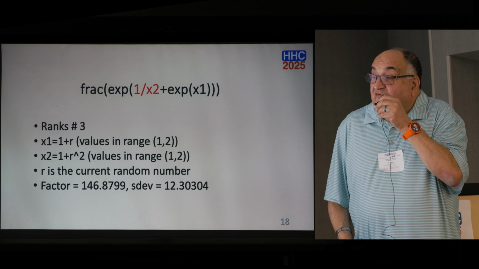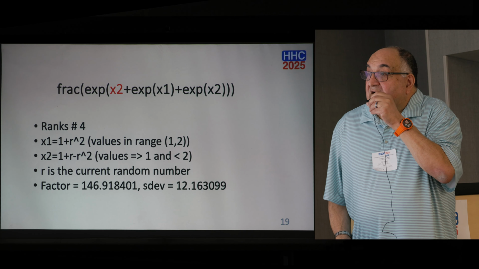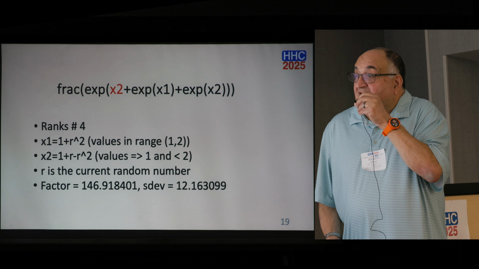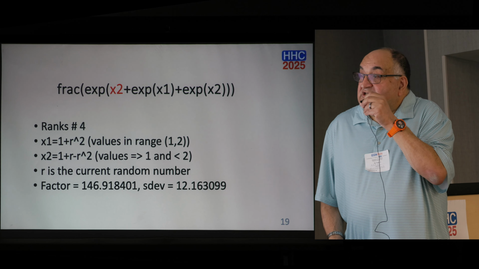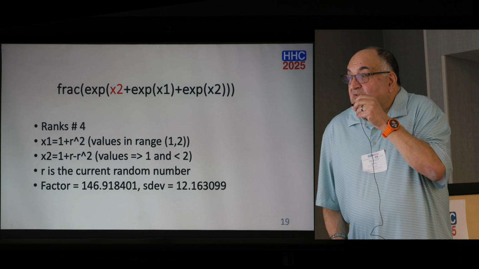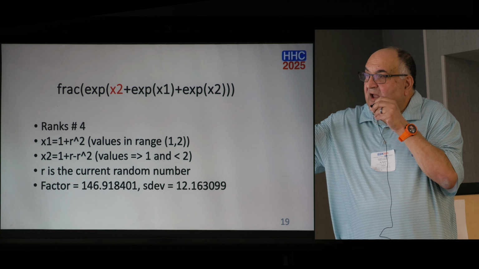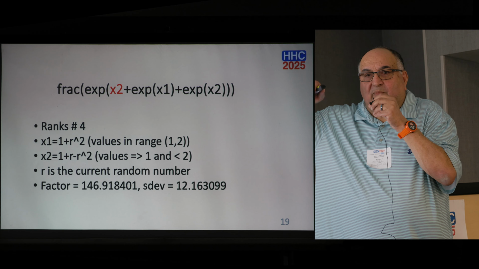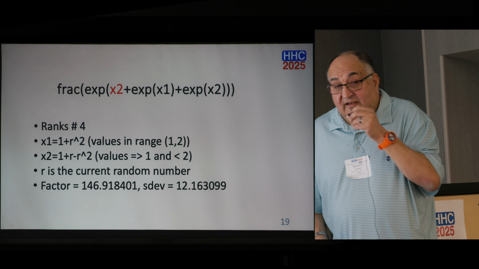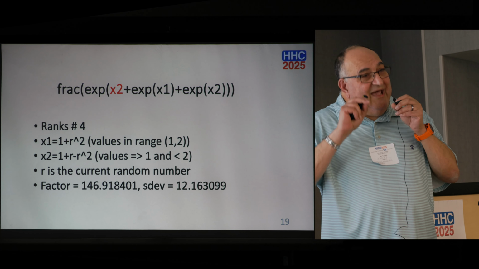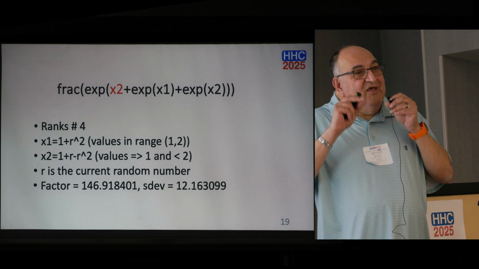The fourth one is x2 plus the sum of the exponentials of x1 and x2, of course, raised to an exponent. And x1 and x2 are both quadratic functions of r1. x1 is in the range of 1 to 2, and x2 is equal or greater to 1, but less than 2, maybe around 1.25, something like that. And I get still 146.9. I'm still in the 146, but I'm kind of getting closer to 147.